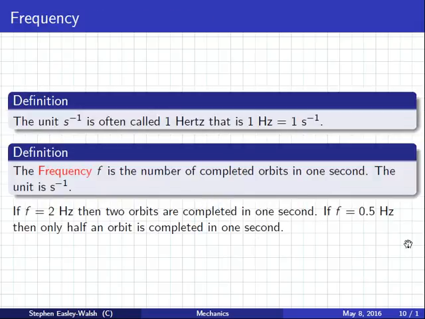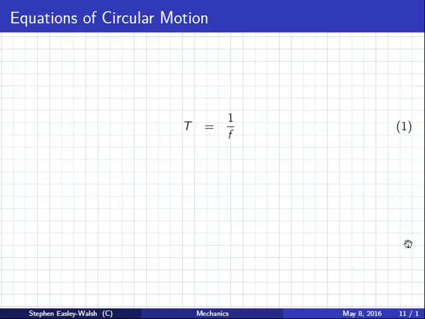Now, after all of this, we have enough language to look at the formulas. Just like with U, V, A, T, S, we also have some formulas for circular motion. The first formula relates T and f. The time is equal to 1 over f, or likewise, f equals 1 over T. This is our first formula.